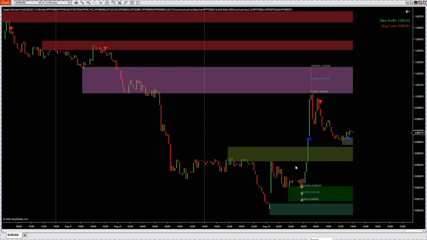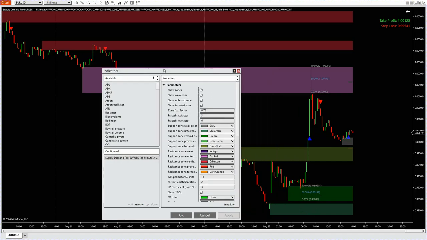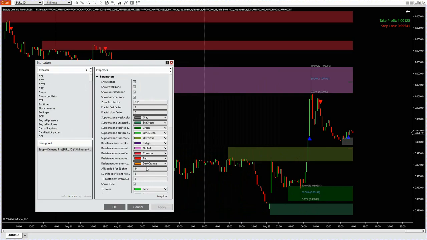Now if we look at these green levels here, the darker green is the verified, and the other green, the sea green, is the untested. So this is the verified, this is the untested, and this right here is the turncoat. I'm identifying them by the color, and this is what it represents. Same thing with that gray one there. That gray one is a weak zone. Those are the price points that I'm going to be looking at.